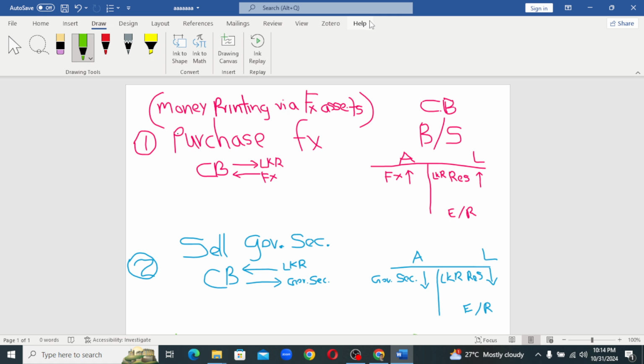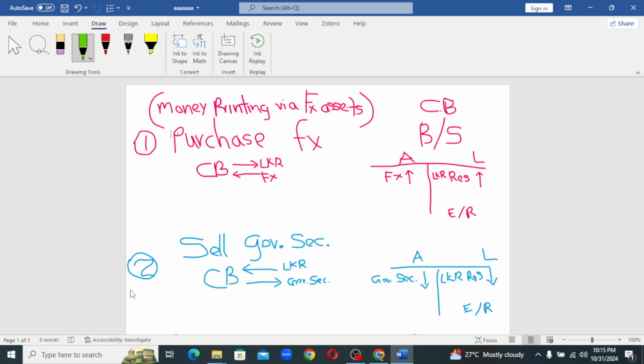When the central bank purchases foreign exchange, it issues or injects money to the system and obtains foreign currency. In the central bank's balance sheet, for that transaction, there will be an increase of foreign currency financial assets on the asset side, and a corresponding liability increase via an LKR reserve increase.